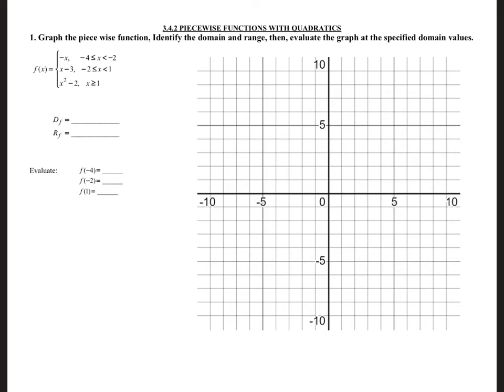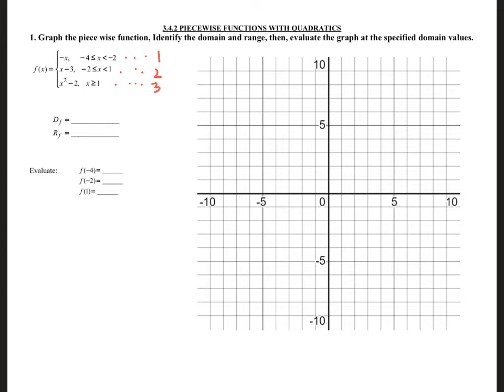Here we are going to see how we can graph piecewise functions with quadratics. If you look at the first problem here, you have a linear function, the first one. The second one is linear. The third one is a quadratic piece. Let's start with number one. I'm just going to label them. This is number one, I'll call this number two, and this one is number three.